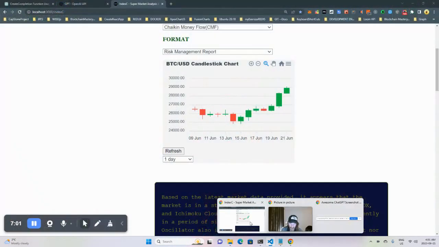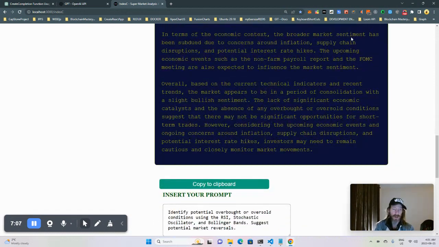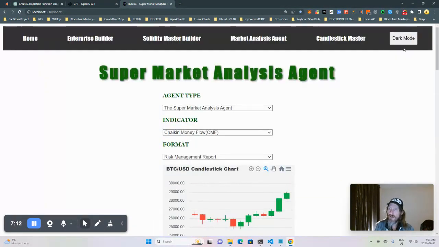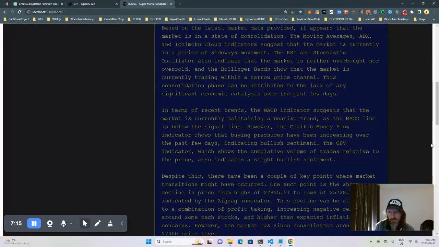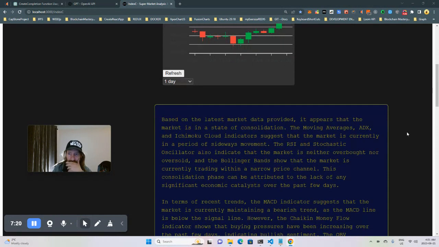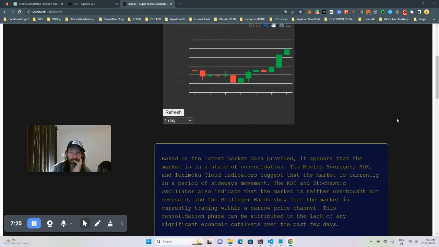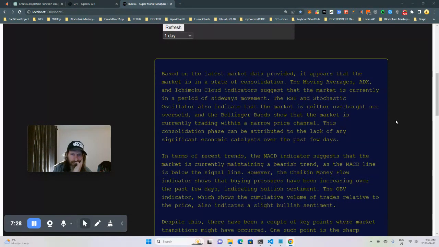So I'm sure it's got the response back here, a huge response. Market Analysis Agent: based on the latest market data provided, it appears that the market is in a state of consolidation. The moving averages, ADX, and Ichimoku cloud indicators suggest that the market is currently in a period of sideways movement. The RSI and stochastic oscillator also indicate that the market is neither overbought nor oversold, and the Bollinger Bands show that the market is currently trading within a narrow price channel. This consolidation phase can be attributed to the lack of any significant economic catalysts over the past few days.